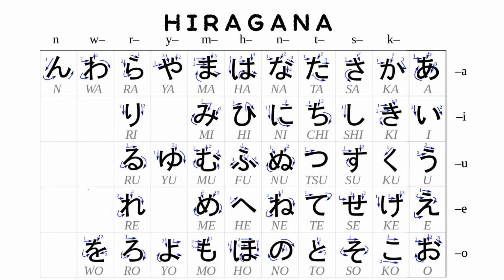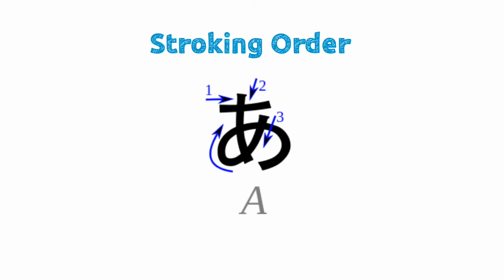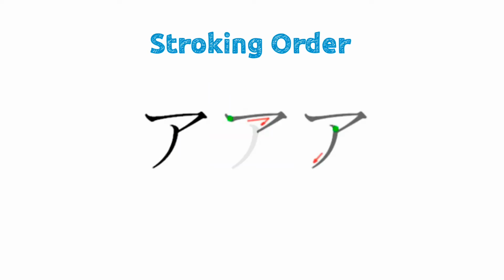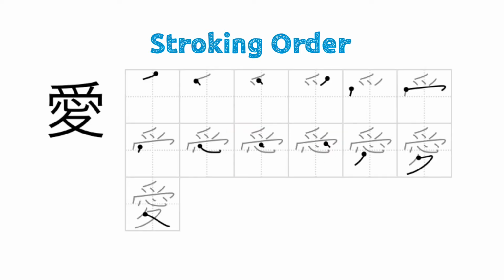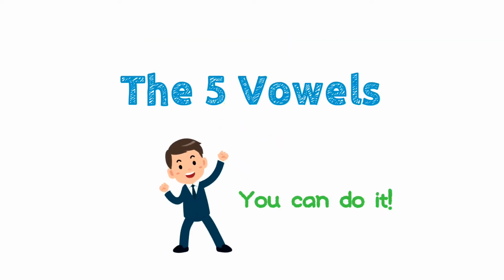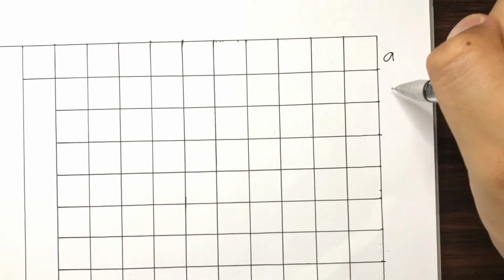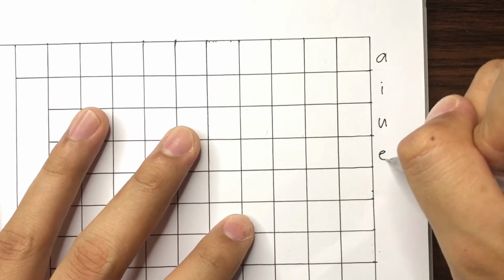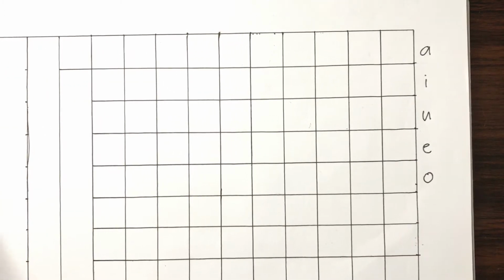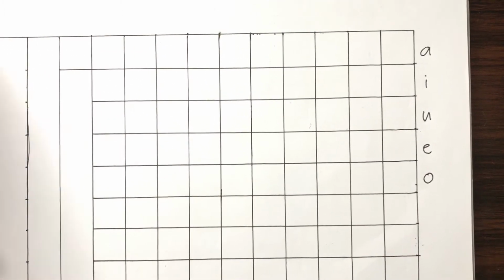As you can see in this chart, we have what we call the stroke order. In learning how to write the hiragana, katakana and kanji characters, we must follow the stroke order to help us memorize and correctly write those characters as neatly as possible. We start by writing the vowels. The hiragana chart as well as the katakana chart have a total of 46 characters.